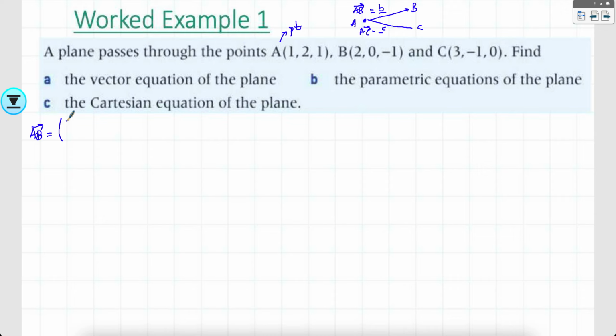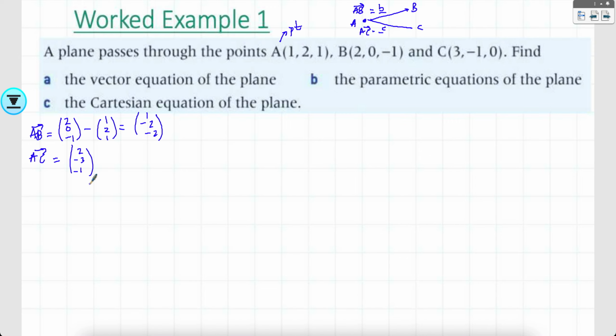So AB would just be 2, 0, -1, take away 1, 2, and 1. And that will give me 1, -2, and -2. And then same thing for A to C. I'm going to skip the steps. So 2, -3, and 1. Sorry, -1. All right, so now I've moved from type 1 to type 2 information, which is I have a point here and 2 direction vectors.